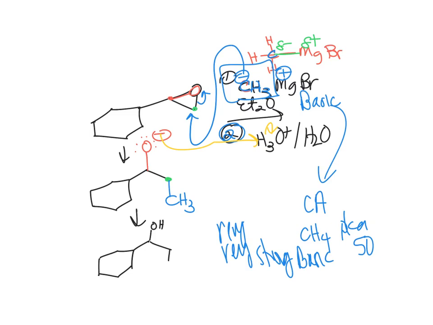And then you might want to count your carbons: 6, 7, 8, 9. Okay? So that's a secondary alcohol. And when you go to look for your options, you see that the option is A.